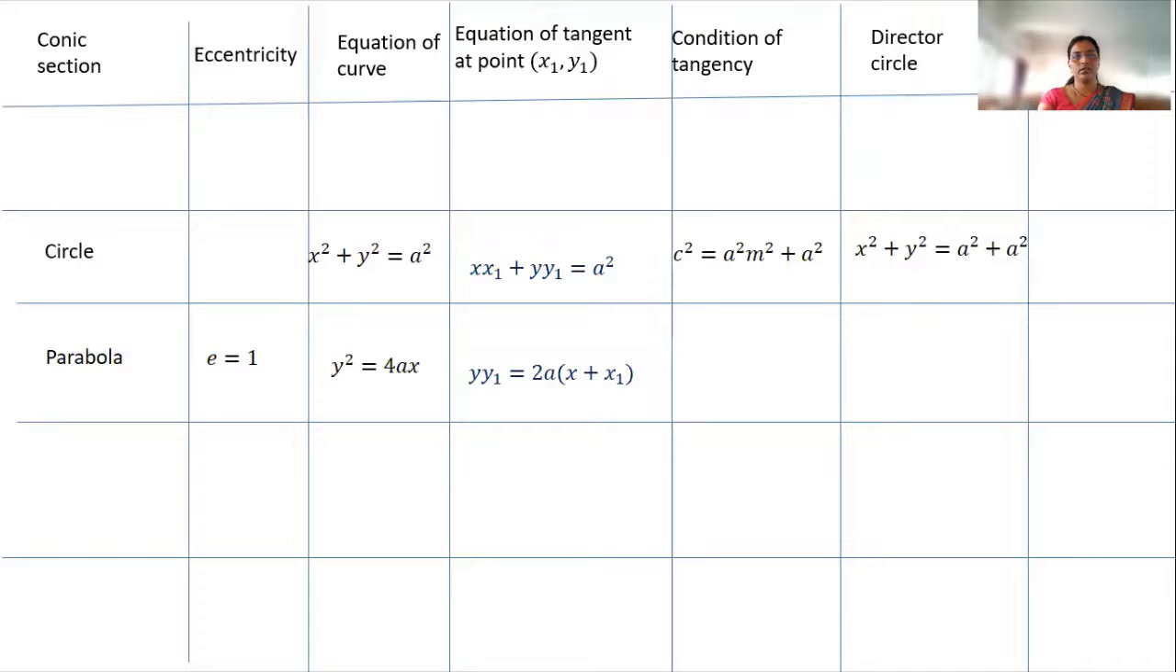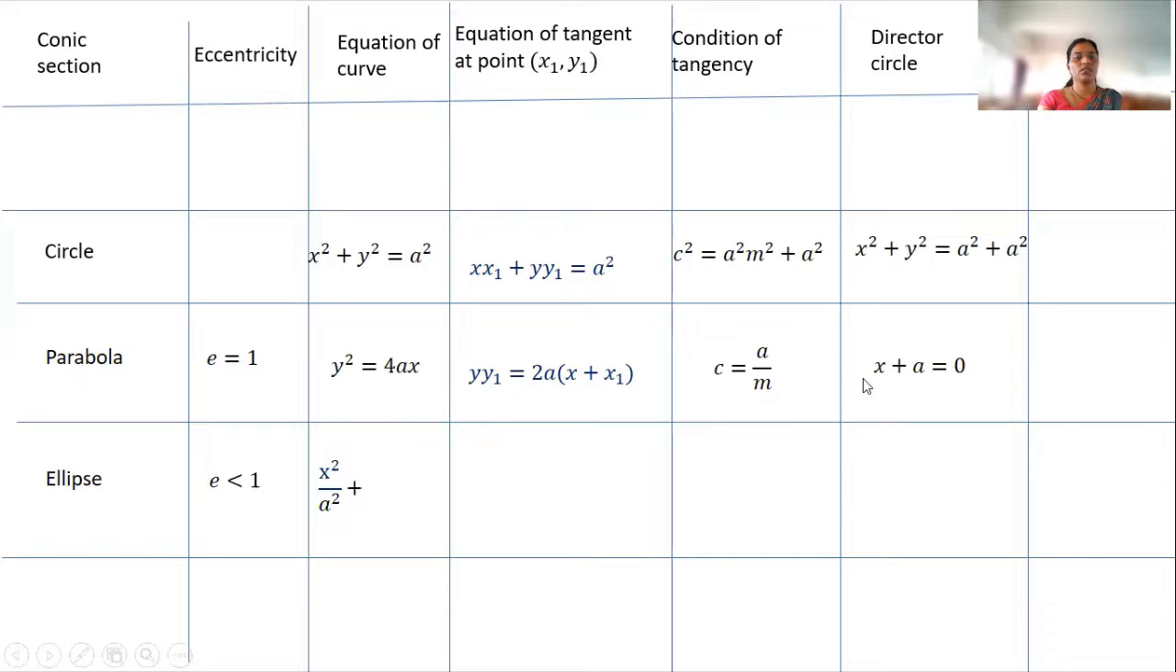Condition of tangency of the parabola is c is equal to a upon m, and the equation of the director circle of the parabola is x plus a is equal to 0. Now for the ellipse, eccentricity is less than 1.